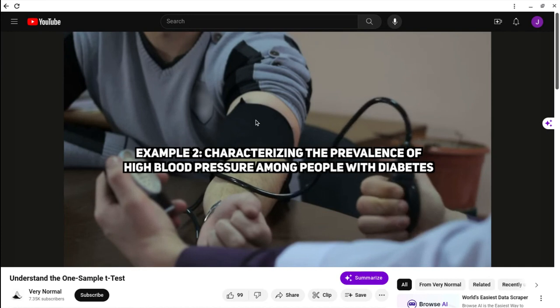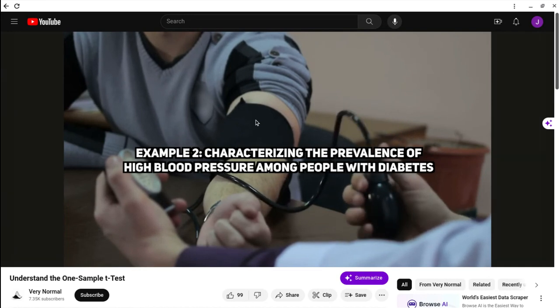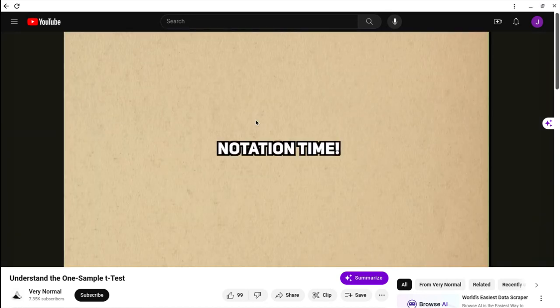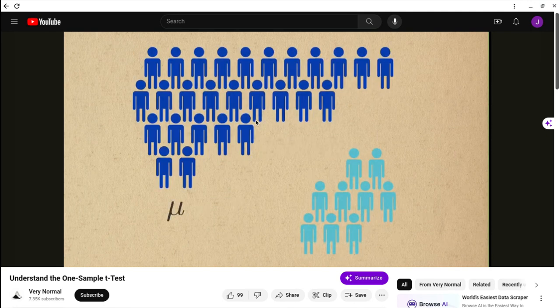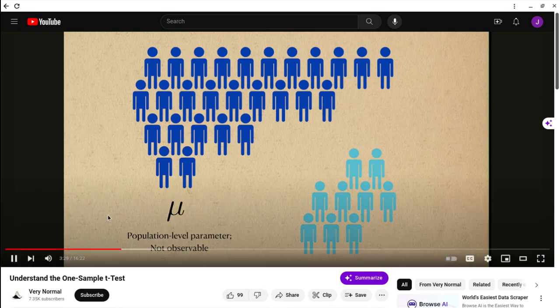But in general, they do have a little bit of high blood pressure. Before we go further, let's define some notation. What we're interested in is the population mean, which we'll denote as mu. We won't be able to calculate this directly.